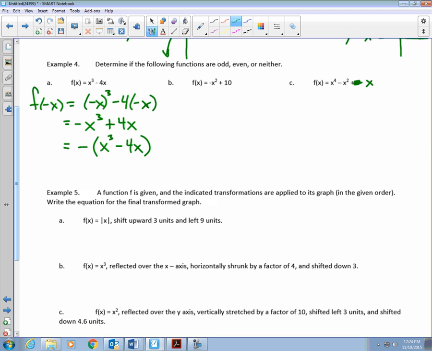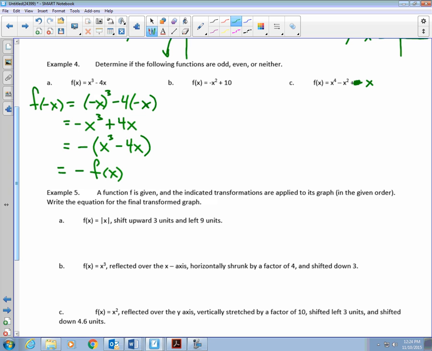Is that the same as our original? So watch this. So that is negative, and that is my original, which is f of x. Right? So f of negative x gave me negative f of x. This is f of x.